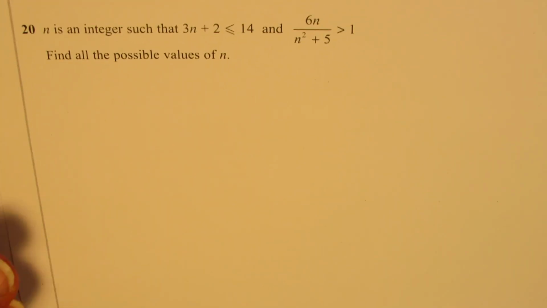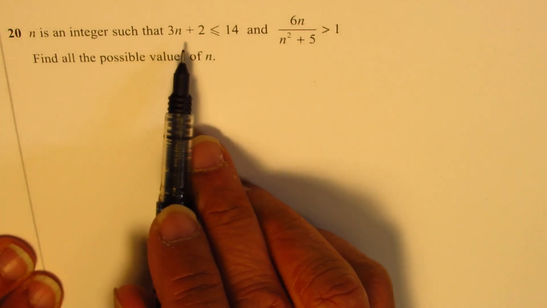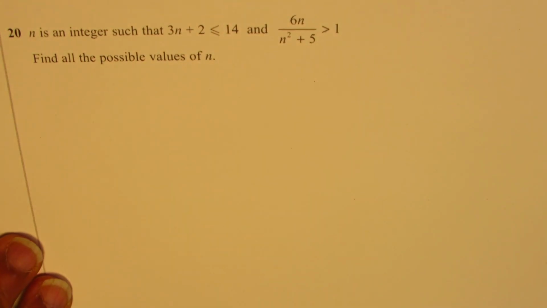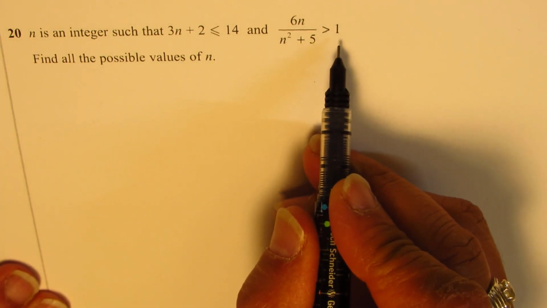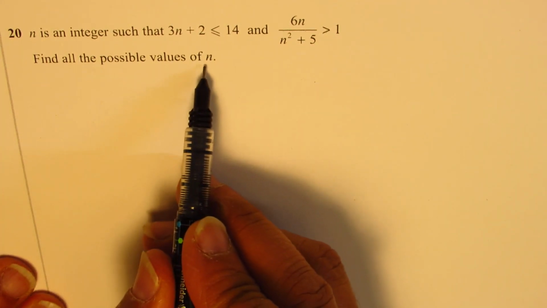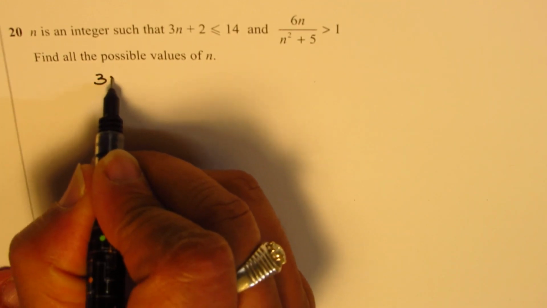Question number 20. n is an integer such that 3n plus 2 is less than or equal to 14 and 6n over n squared plus 5 is greater than 1. Find all possible values of n. Okay, so we are given two conditions. Let's work with these two conditions.